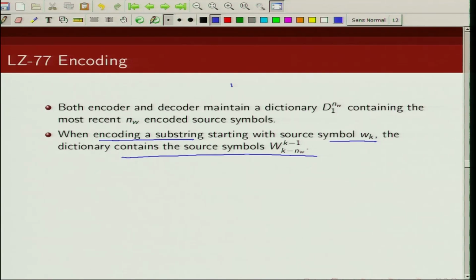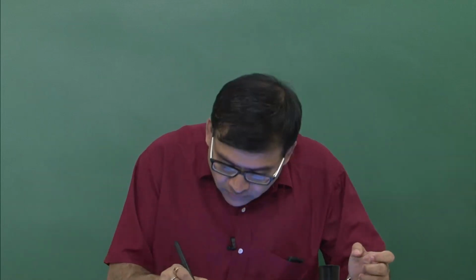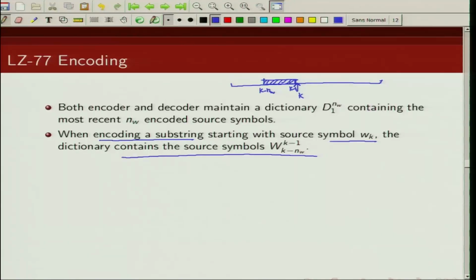So if you have a string of bits, and let's say I am looking at the kth location, then from location K minus N_W to K minus 1, these bits are there in your dictionary. So this dictionary is of size N_W, and you are looking at the kth bit, which is W_K. Now how do you encode the string starting from W_K?